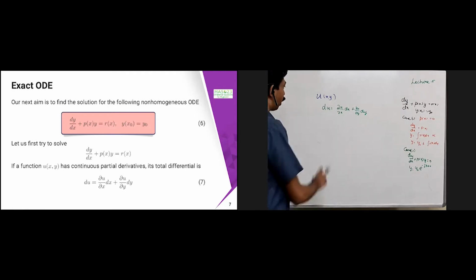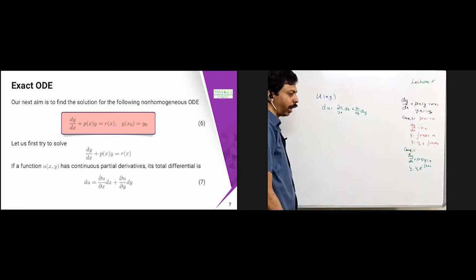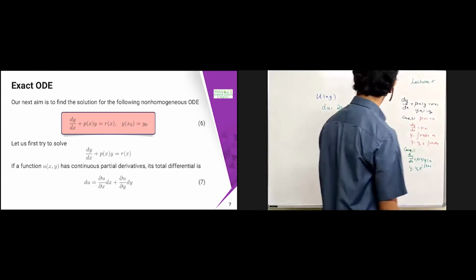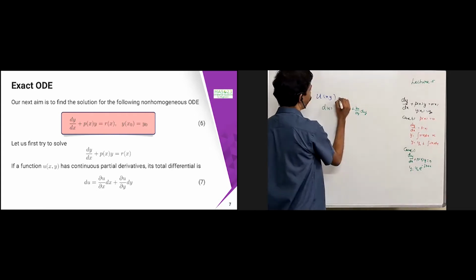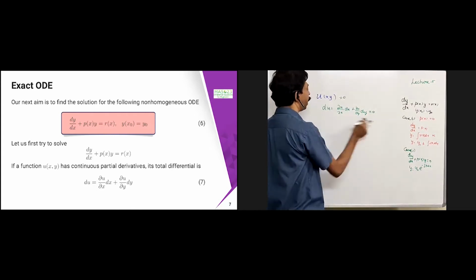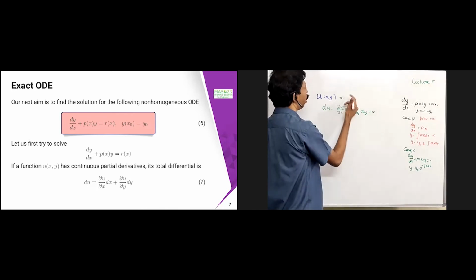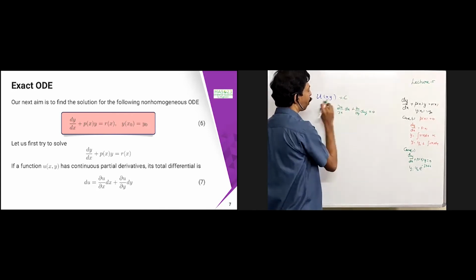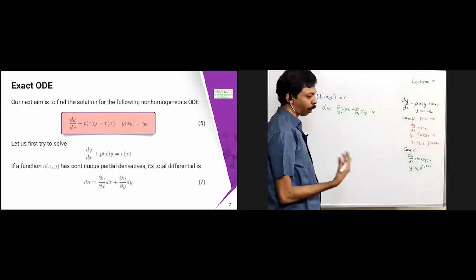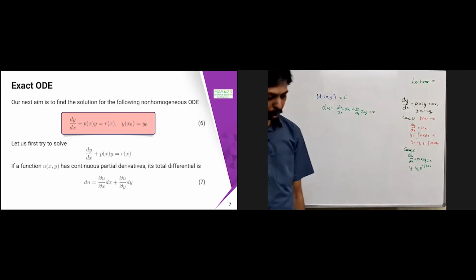So we call du equal to dou u by dou x into dx plus dou u by dou y into dy. Now, suppose u of x comma y equal to 0, then what is going to be du? du is going to be 0. Similarly, if u of x comma y equal to c, then du is going to become 0. If du equal to 0, once again u of x comma y is going to be some constant.